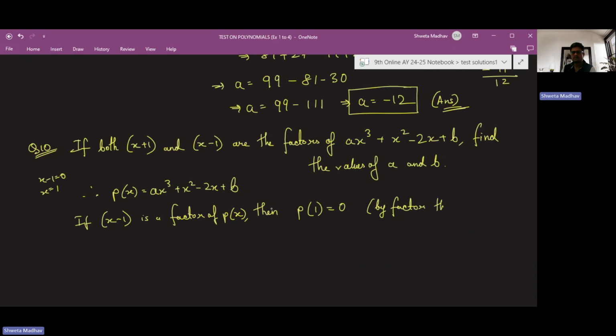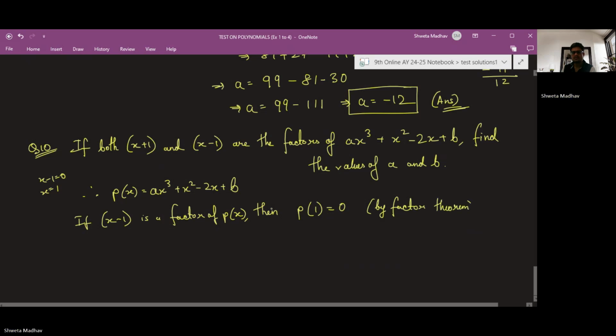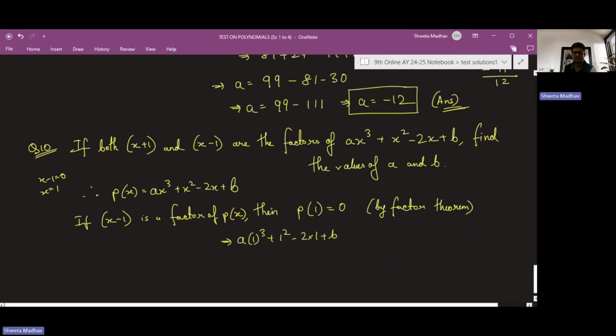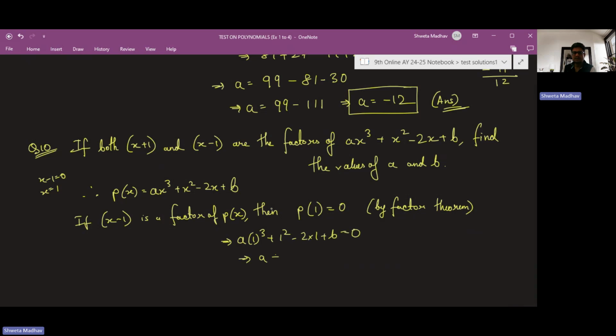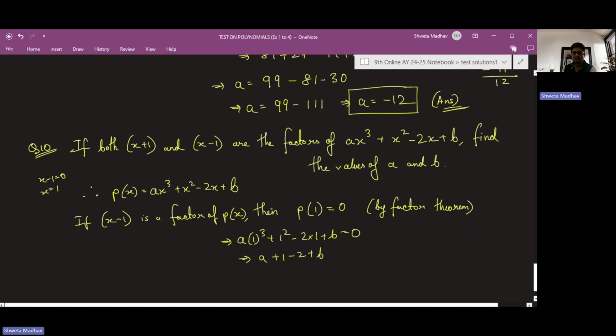So here we are using the factor theorem only. So p of 1 will be equal to a into 1 cube plus 1 square minus 2 into 1 plus b, that is equal to 0, which means a plus 1 minus 2 plus b should be equal to 0.